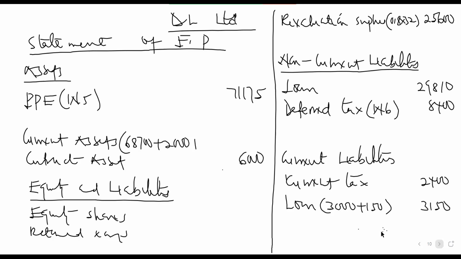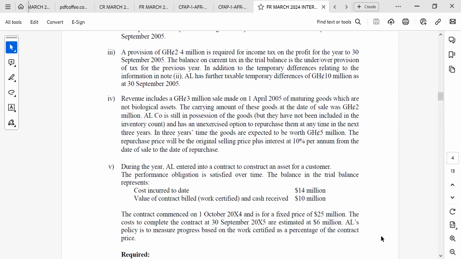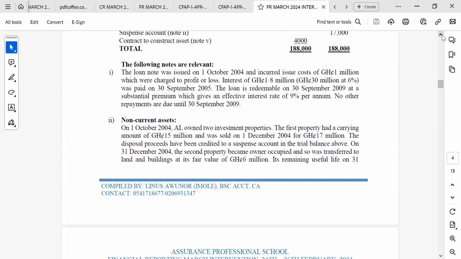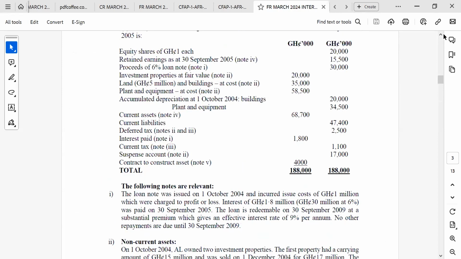Okay. So what they have given you, the contract cost over here, the contract to construct asset over here. You can see that it is the 14 million minus the 10 million. That should not be accounted for. So we have done the correct thing already. So this will not be taken to the statement again. Can we now put all the items together?